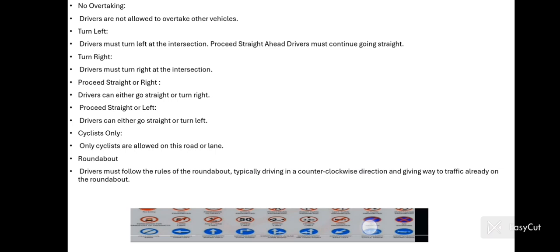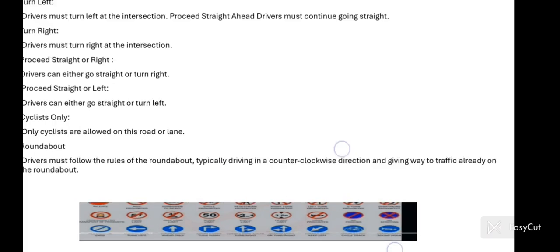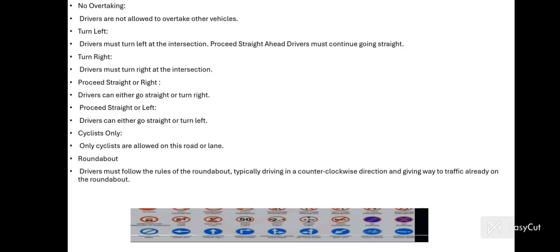And cyclists only. And this direction goes this way, you can go to this route like that. And cyclists only. Only cyclists are allowed on this road or lane like that. And roundabouts. Drivers must follow the rules of the roundabout, typically driving in the counterclockwise direction and giving way to the traffic already on the roundabout. And avoid horning, like that.